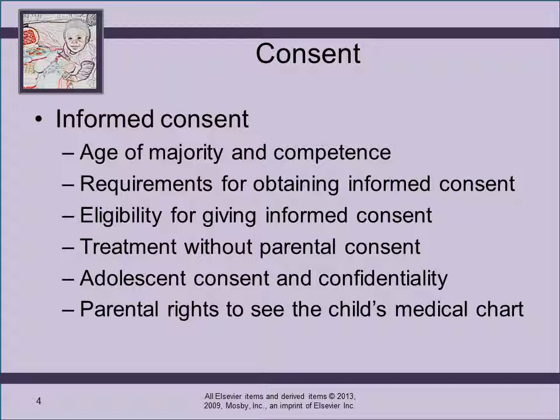In most states, the age of majority is 18, but we do have emancipated minors. So they are legally under the age of majority, but the law recognizes them as having the legal capacity of an adult. Some of these would include pregnancy, marriage, high school graduation, and military service.